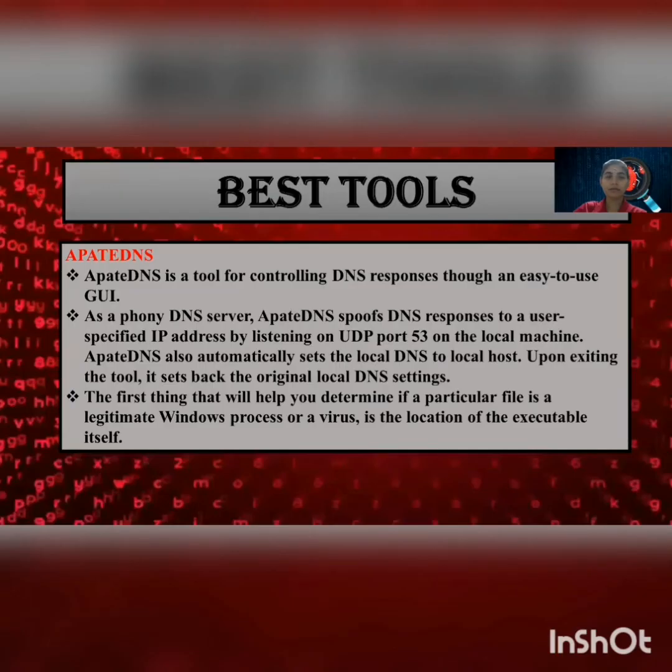The second best tool we used is Apate DNS. Apate DNS is a tool for controlling DNS responses through an easy to use GUI. As a phony DNS server, Apate DNS spoofs DNS responses to a user specified IP address by listening on UDP port 53 on the local machine. Apate DNS also automatically sets the local DNS to localhost. Upon exiting the tool, it sets back the original local DNS settings.